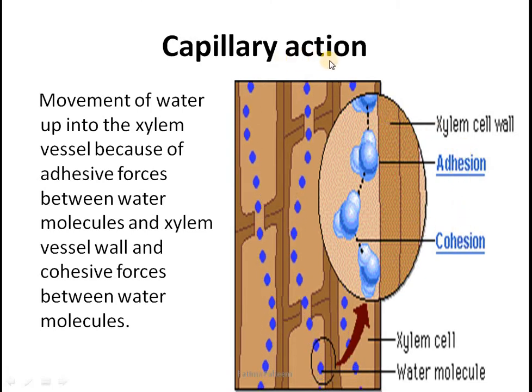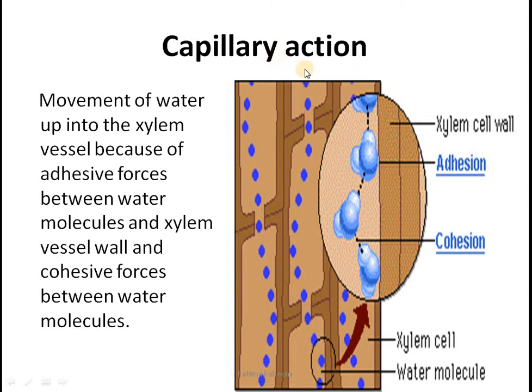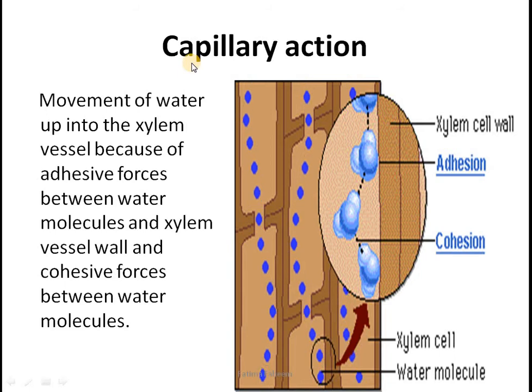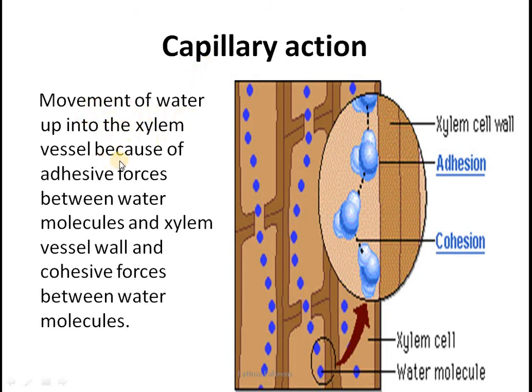Also remember that capillary action is not visible in tall plants or plants with greater heights. It is because it is not a very great force to pull up water over a great length. It can only be visible in shorter plants. So how would we be able to define capillary action? It's the movement of water up into the xylem vessel because of adhesive forces between water molecules and xylem vessel wall and cohesive forces between water molecules.